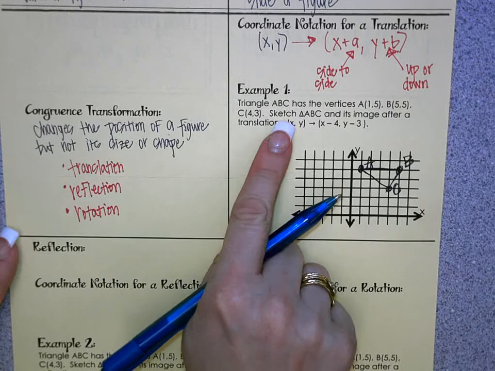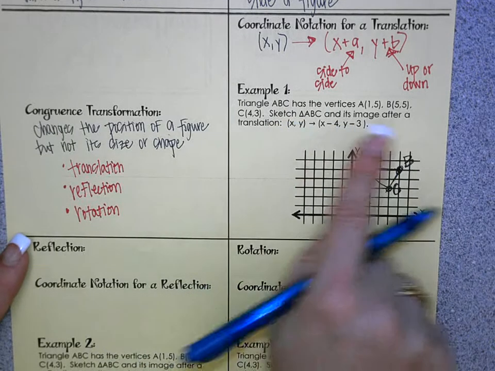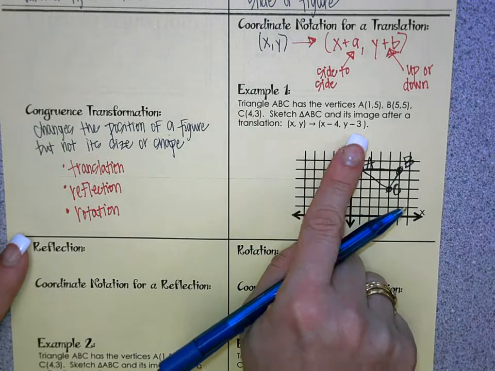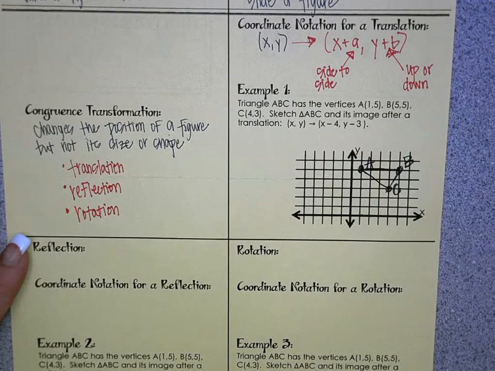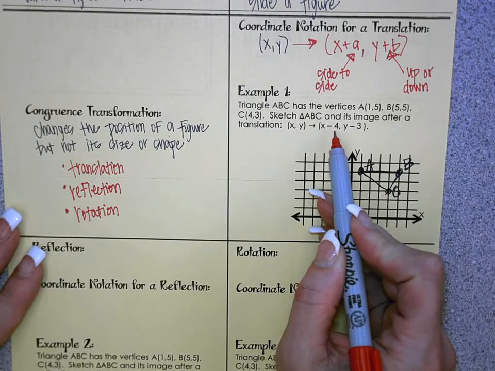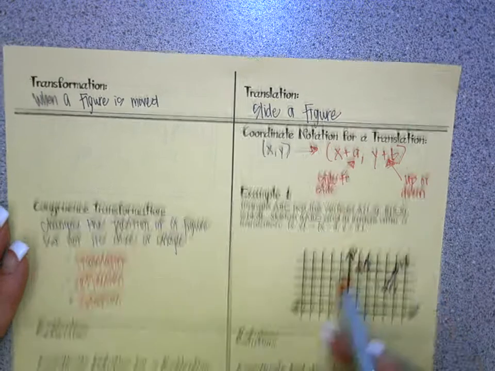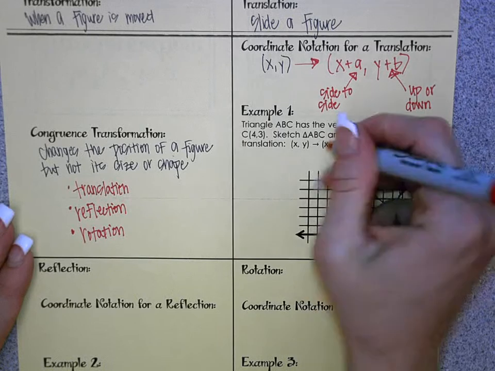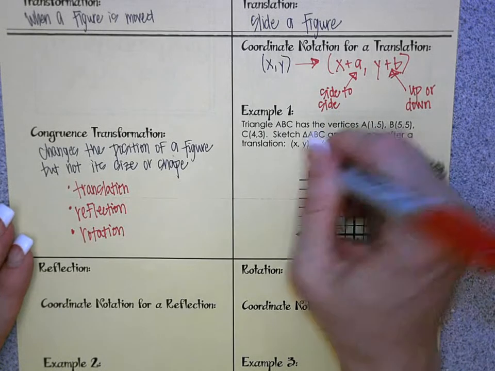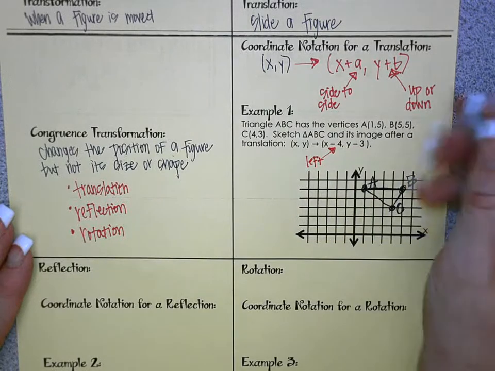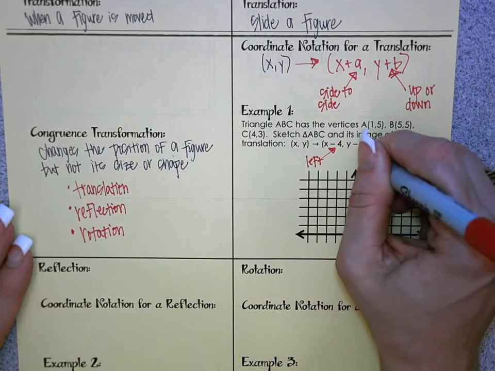Now, it says sketch triangle ABC and its image after a translation of (x minus 4, y minus 3). So basically what we're doing here is this tells you for each x spot, you're going to move it negative 4. So we already said that x movement is side to side. Do you think this negative means you're going to move left or right? Left. Okay, so this tells you that each x part, you're going to move left 4. And do you think the y portion, negative 3, tells you to move up or down? Down, right.